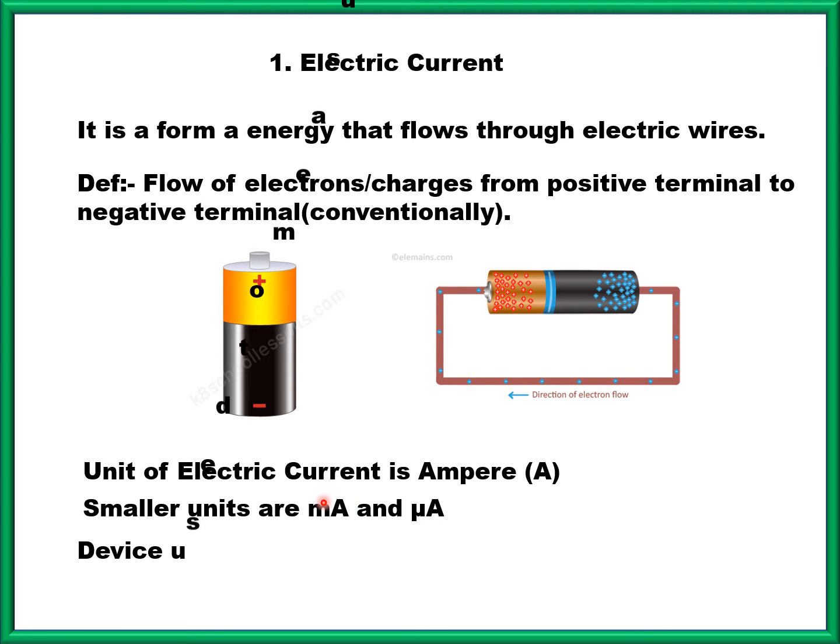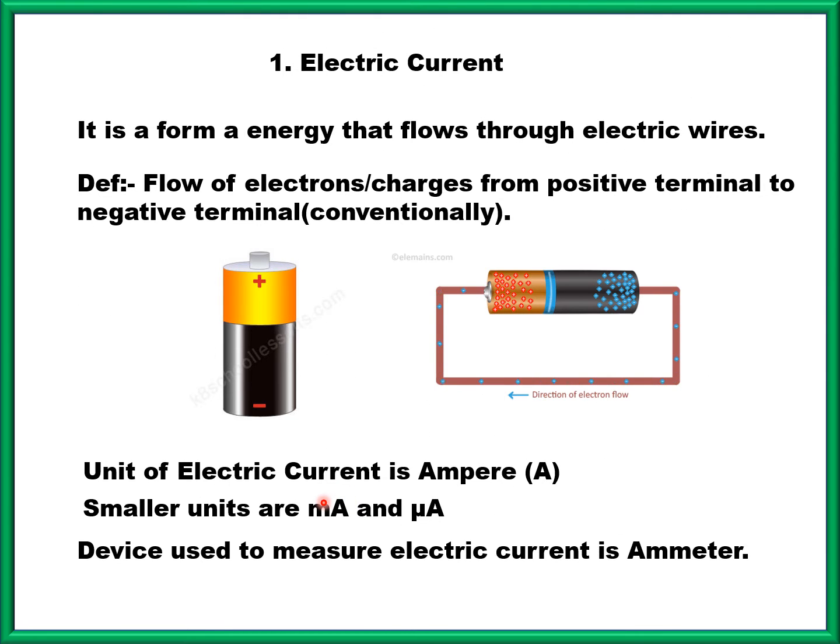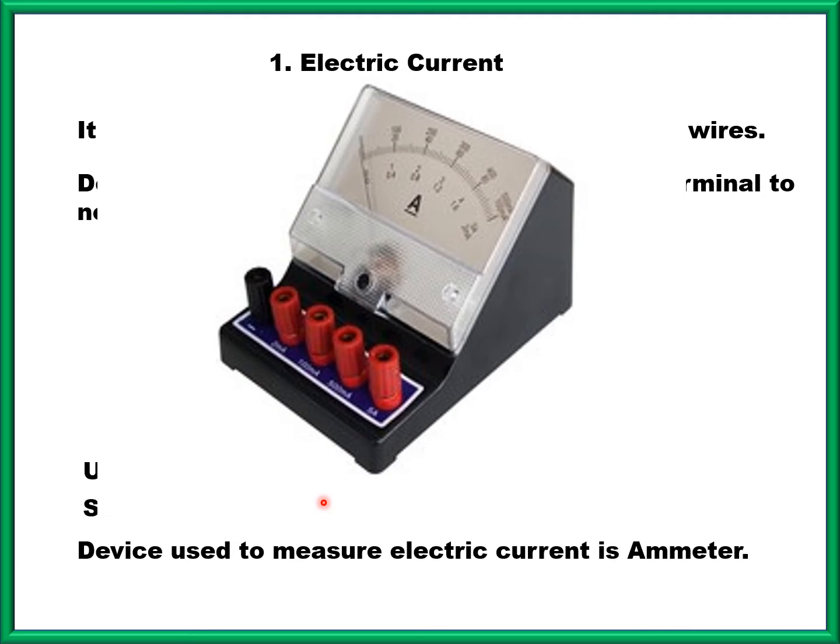Next, to measure electric current, we use a device, an instrument which is called ammeter. If you want to measure how much current is flowing in a circuit, we need to connect a device into that one. The device is named ammeter. This is the diagram of an ammeter. If we connect ammeter, this needle will show the amount of current that is passing through the circuit.